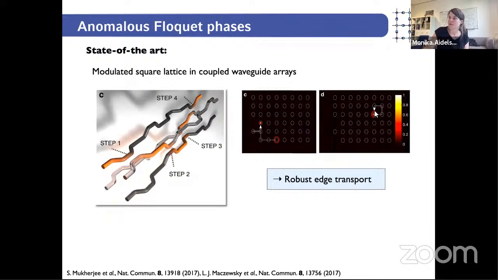And in the bulk, you see that there's no transport. So the states in the bulk are actually localized. So in this 4-step modulation protocol, if you were to look after integer multiples of the modulation period, the light will remain always localized in this waveguide here.